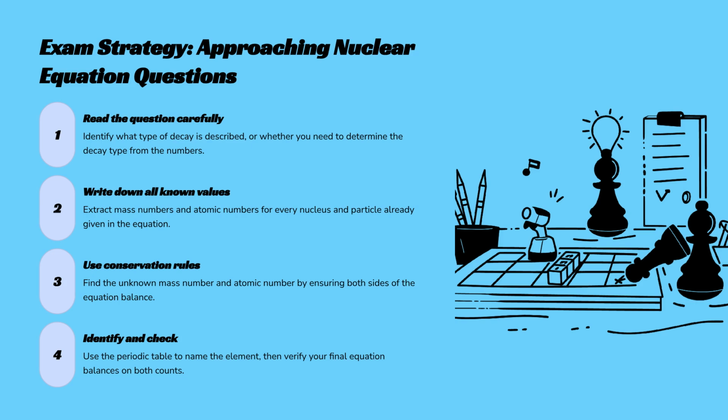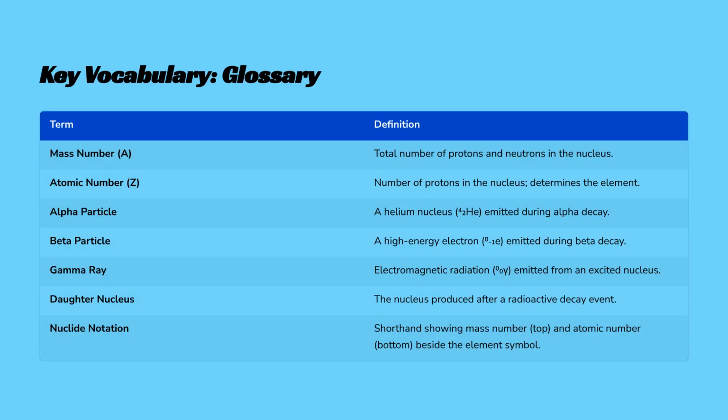Carefully read the prompt, list all known values, apply the conservation rules to balance the equation, and identify the final element. Here's a brief glossary of key terms to master: mass number, atomic number, alpha and beta particles, gamma rays, daughter nuclei, and the standard format for nuclide notation.